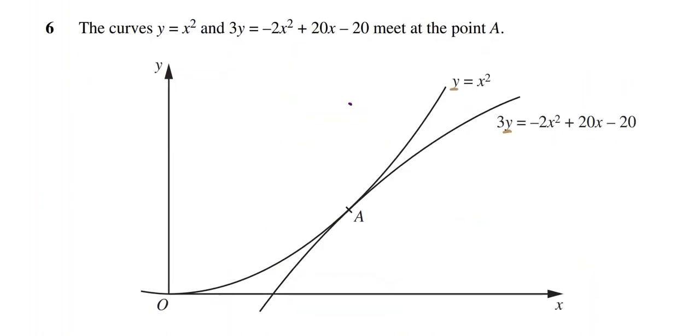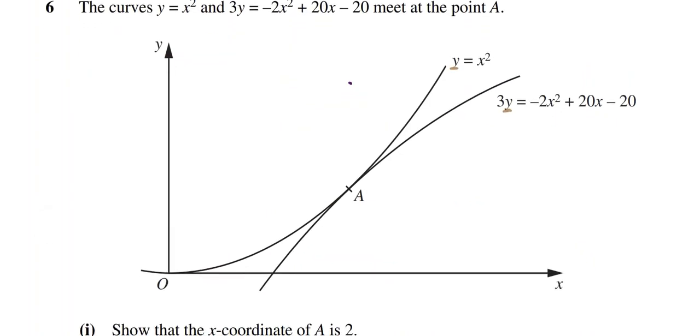This is question number 6, where there are two curves, and they are intersecting at point A. Show that the x coordinate of A is 2. So let's substitute this into this, because the y here and the y here will be a common y at the point of intersection. They are equal. So let me start here.